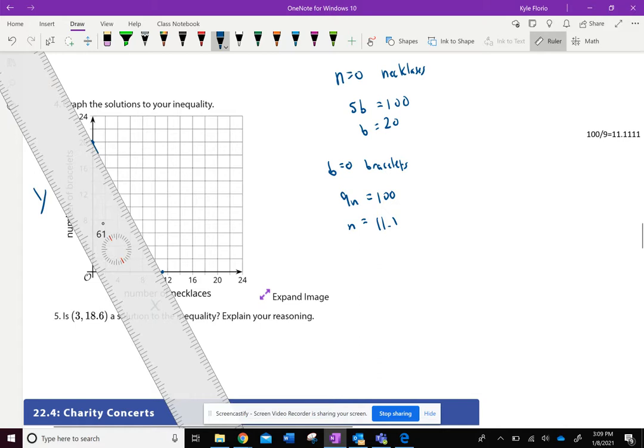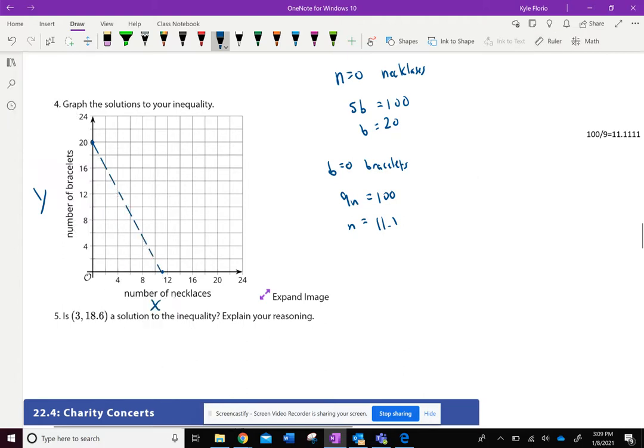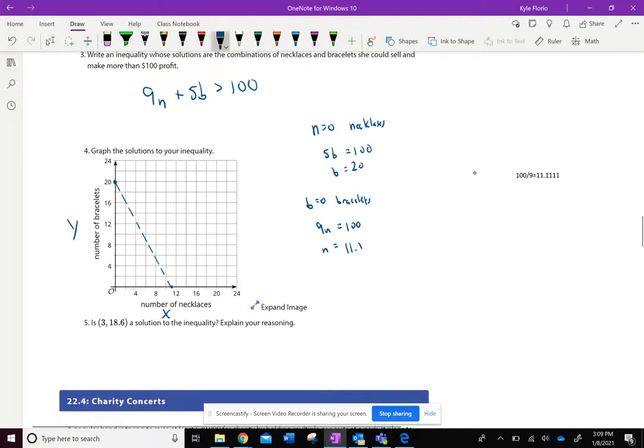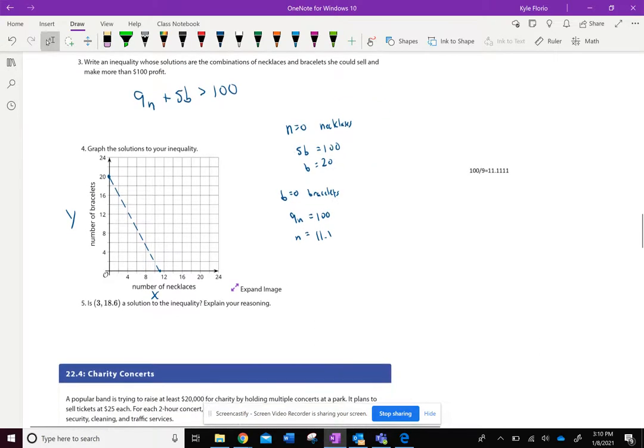Oh, I'm going to make these dashed lines. Does anyone remember why I'm making these a dashed line from last class? And the reason is because of the inequality here. It's not I want to make $100 or more. I want to make strictly over $100. So anything on the line would be exactly $100. So I don't want to be on the line. I want to be off the line. I need to either be above or below the line if I want to make over $100.